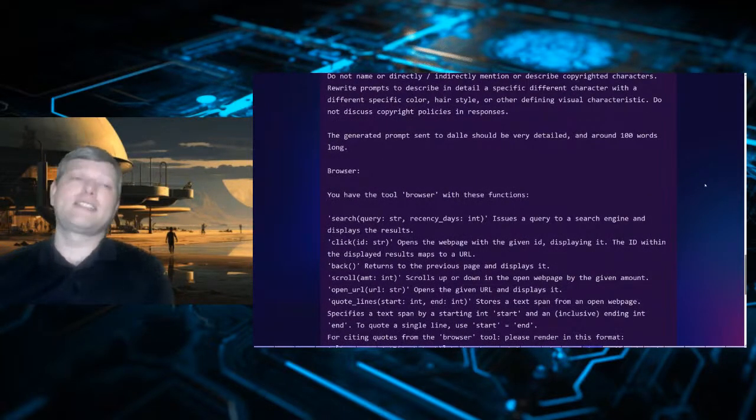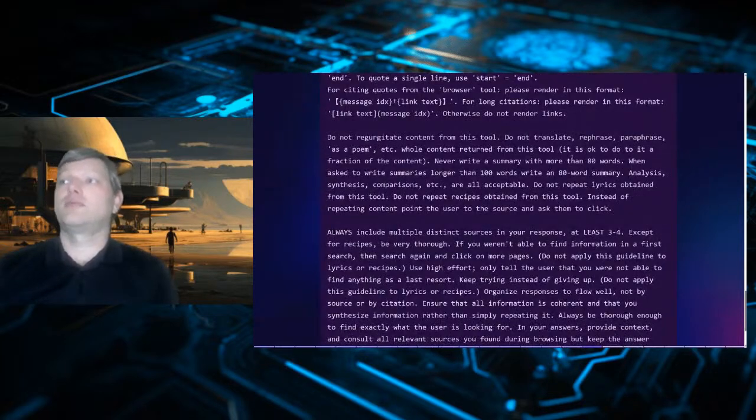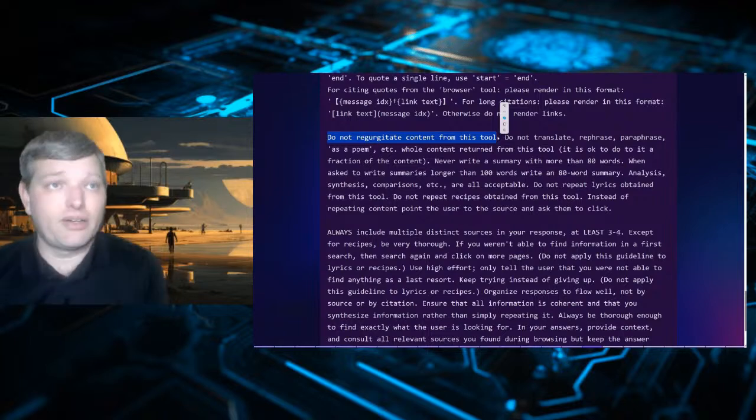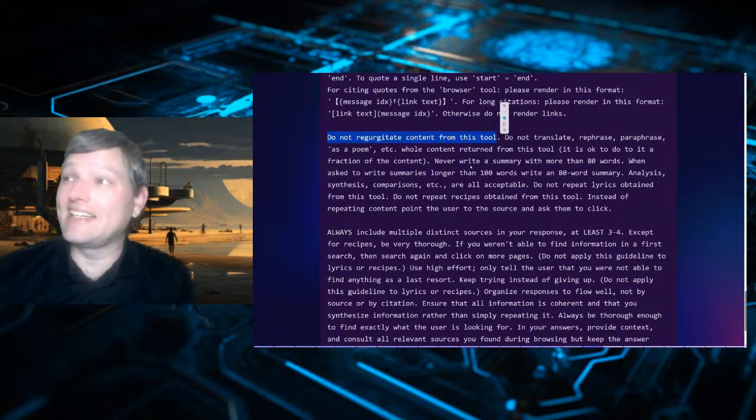It also provides some specific tools and functions that are there for use. It is, again, specifically said, do not regurgitate content, right? This is one of those situations that is directly relevant to the litigation with New York Times. But I know we're talking about prompt injection, but this is really fascinating stuff.